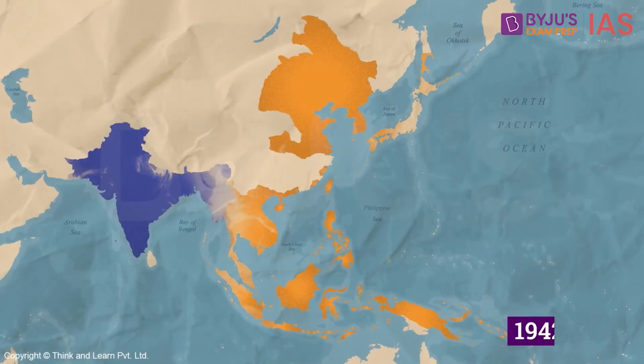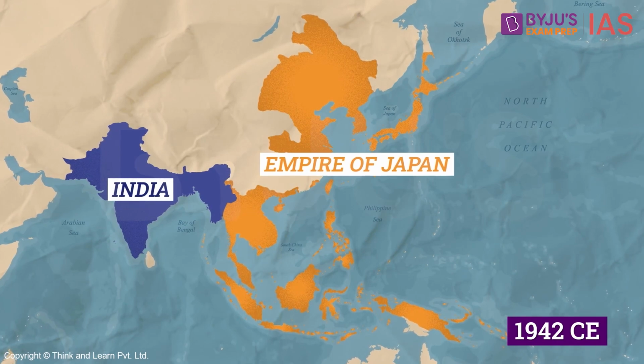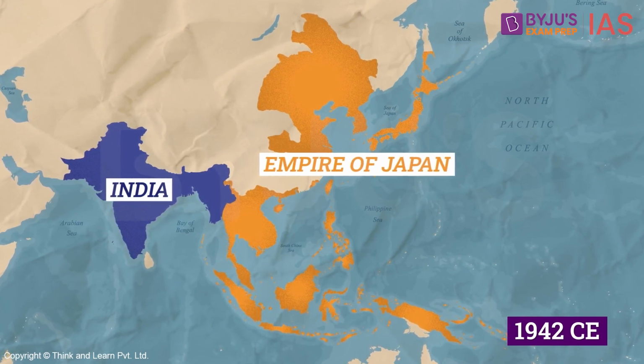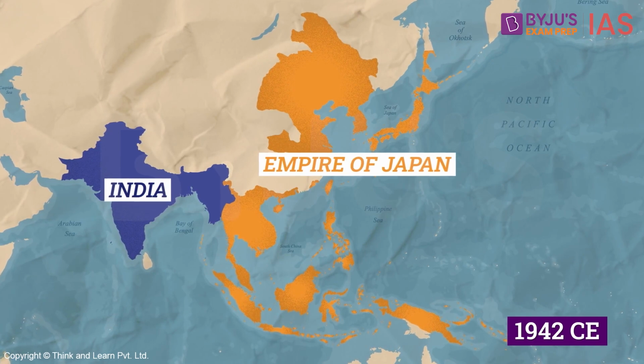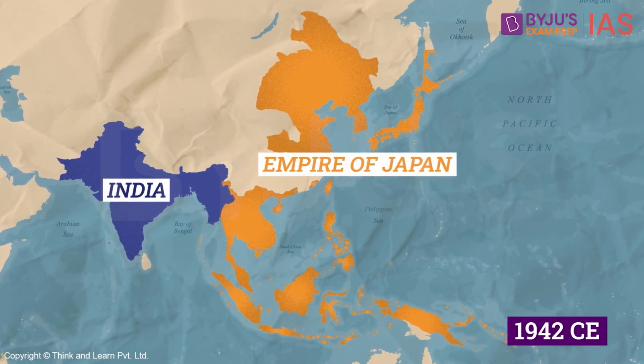By 1942, the war was wearing on the British, and with the threat of the Japanese attack on India, the British unwillingly sought to secure India's support.